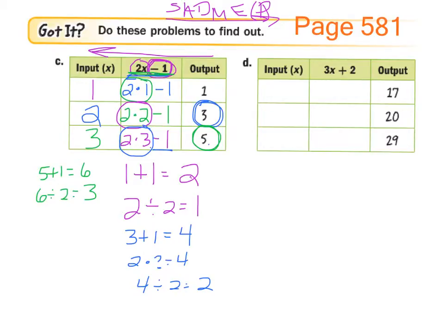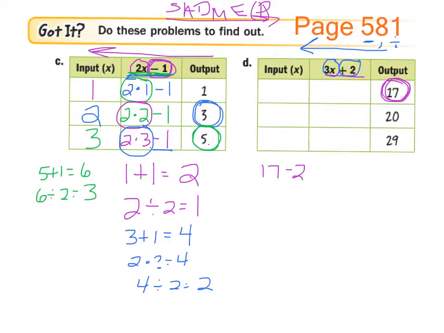So let's try another one over here on letter D. Again, we have two steps. We have multiplication and addition. So we're going to have to work backwards. So we'll be doing subtraction and then division. We're starting with some bigger numbers here. We have 17. So if we have 17, working backwards, instead of adding 2, I will subtract 2.